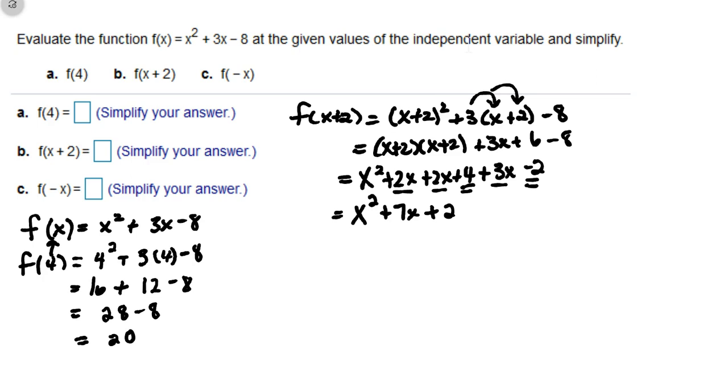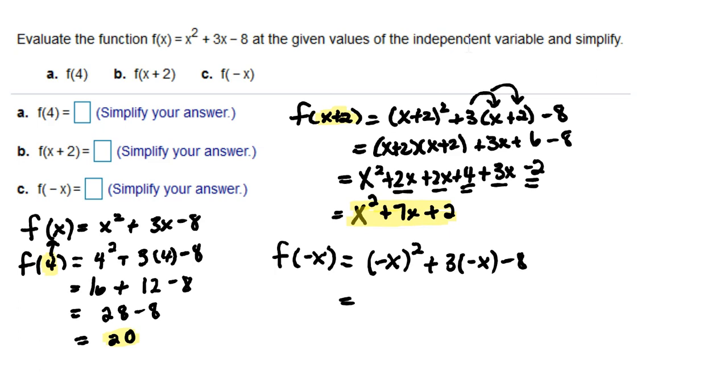So you notice that when we substituted in a number to the function, we got a number as the answer. But when we substituted an expression with x, our answer still had an x in it. So the same thing's going to happen with our next one, which is f of negative x. Everywhere we see an x, we change that to a negative x. That's negative x squared plus 3 times negative x minus 8.